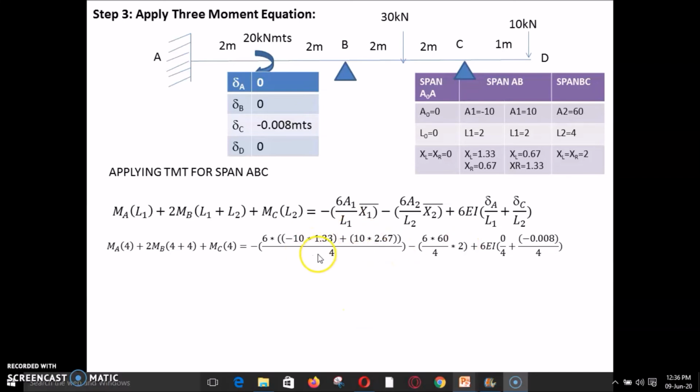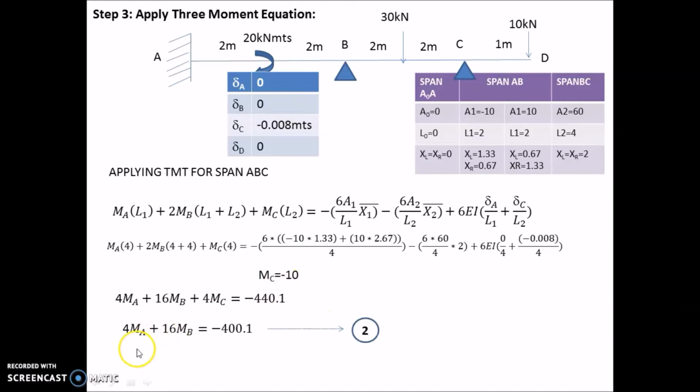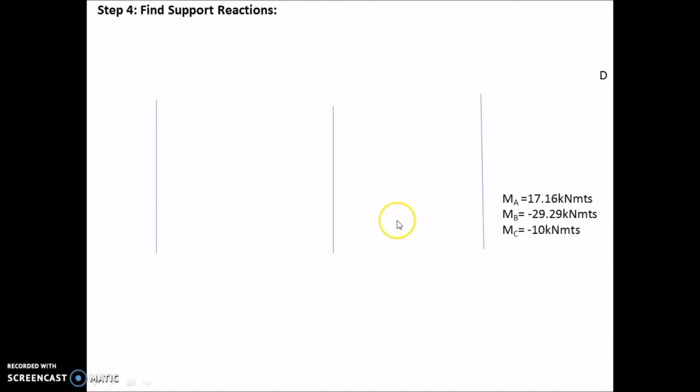Now by simplifying this equation and substituting MC as minus 10, since the moment at this point is due to only this force of 10 on the right side, and since it is a right side clockwise moment, it will be negative, minus 10 into 1, that will be minus 10. By substituting this, we get the equation 4MA plus 16MB plus 4MC is equal to minus 440.1. And by substituting MC as minus 10, we get 4MA plus 16MB is equal to minus 400.1. Mark it as 2.